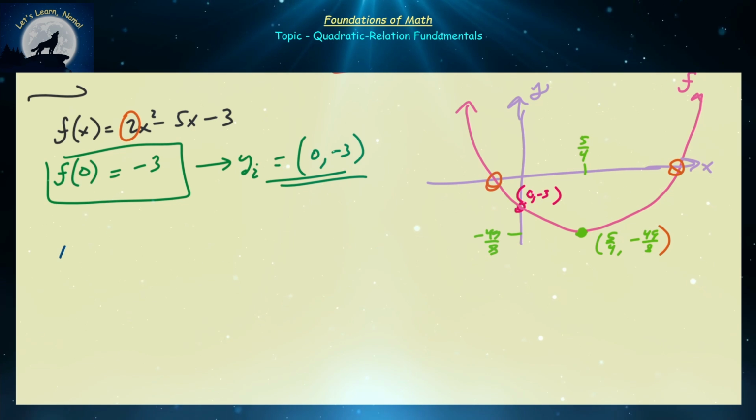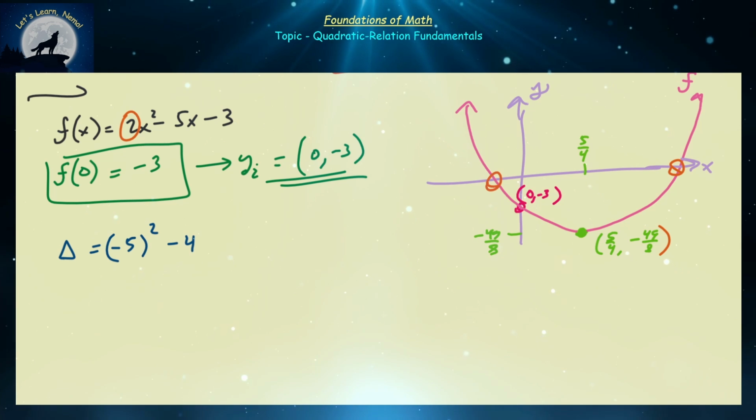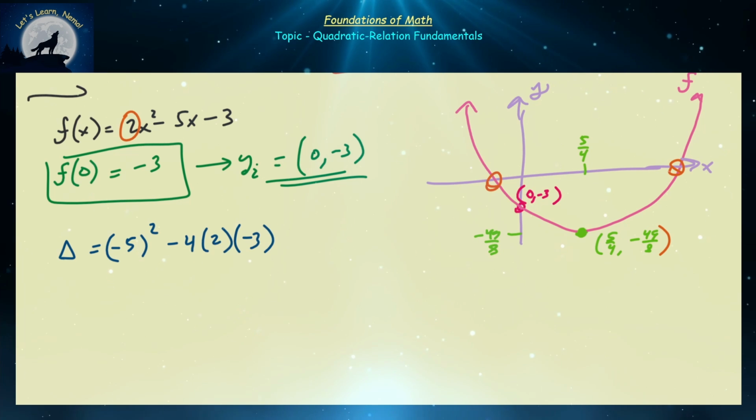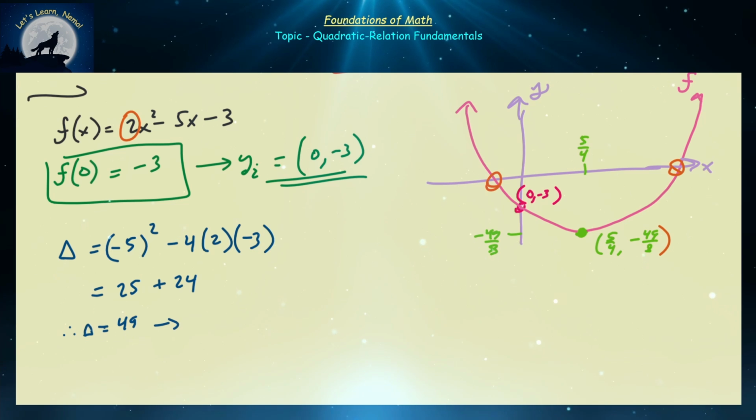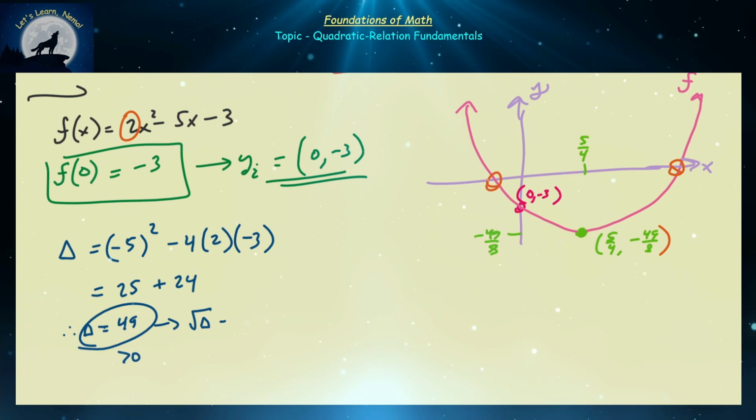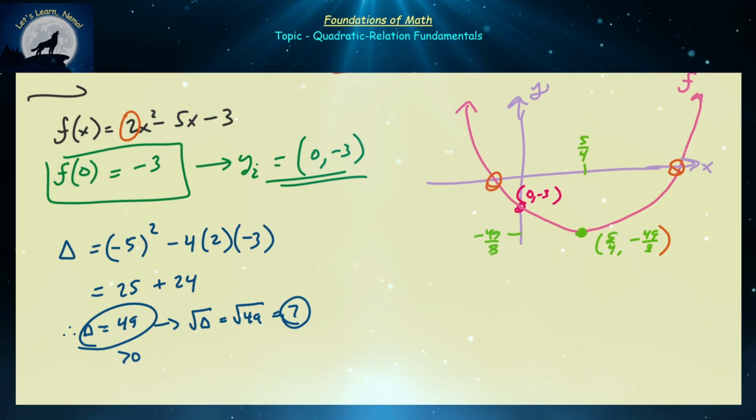So our x-intercepts, let's actually calculate our discriminant just to make sure that that is positive. So that's going to be equal to b squared minus 4ac. So that's going to be equal to 25 plus, because it's minus times a minus, 4 times 2 is 8, and 8 times 3 is 24. So we have that our discriminant, delta, will be equal to 49. So it's actually a very nice number. It's positive, nonetheless. And also the square root of delta will be equal to the square root of 49, which is actually a pretty nice number. In this case, it's equal to 7.